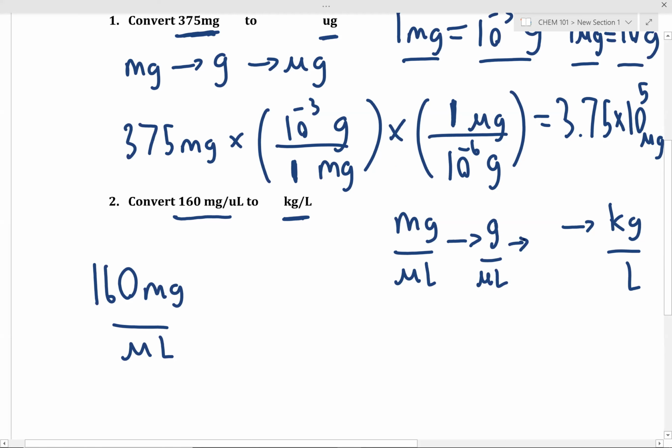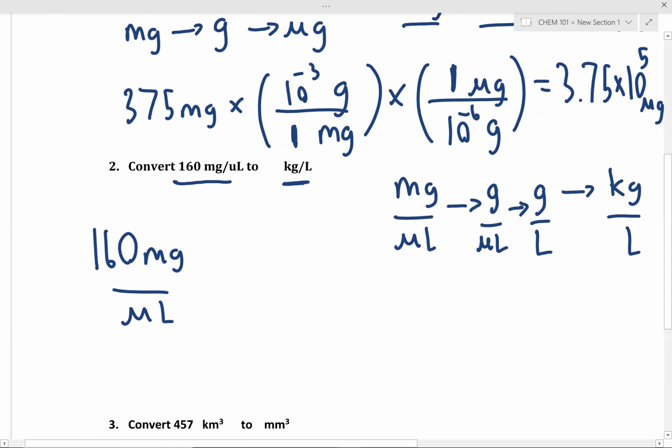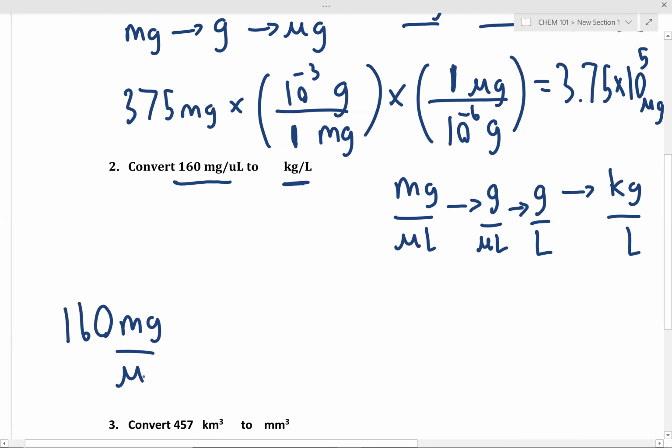And now to go from microliter to liter, can we do that easily? Yes. Okay, so we're going to go from gram per microliter to gram per liter, and then finally kilogram per liter. Okay, so just showing our steps to help us design our conversion factors appropriately. So with that set up, we're now ready to begin. And let's write our 160 a little bit farther down so we have a little bit more space to work with. So we have 160 milligram per microliter.